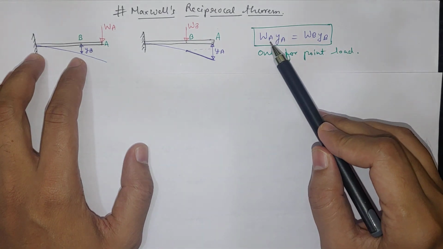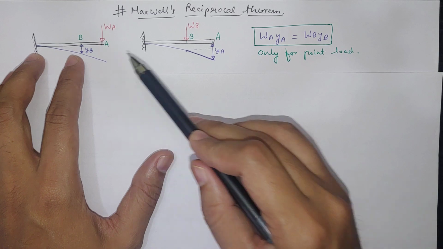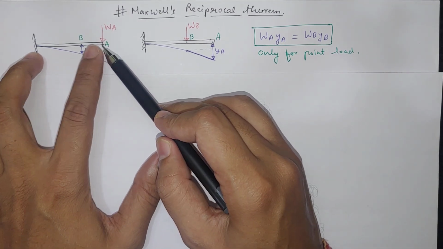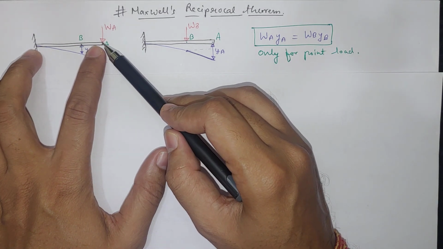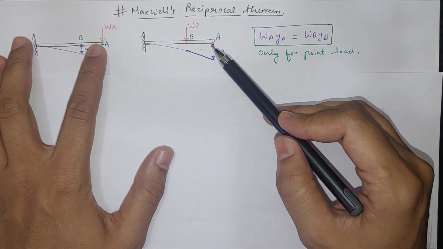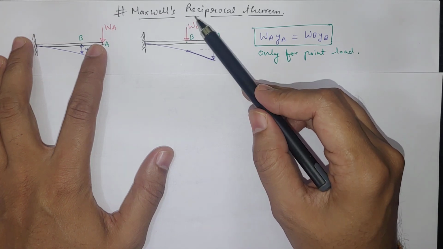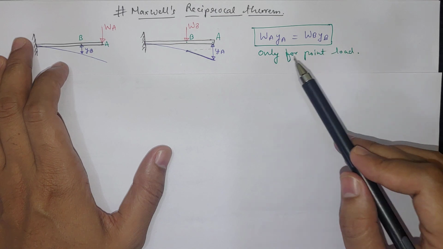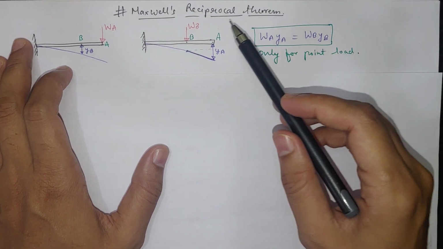So you see YA and WA are of different situations. Here we are giving the load WA, but we are taking deflection of the other situation where we are applying load at B point, which is some different value of load. So this is the relation, and this applies only for point load. This is called Maxwell's reciprocal theorem.